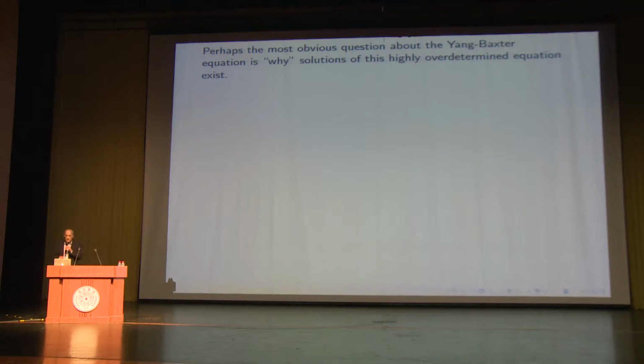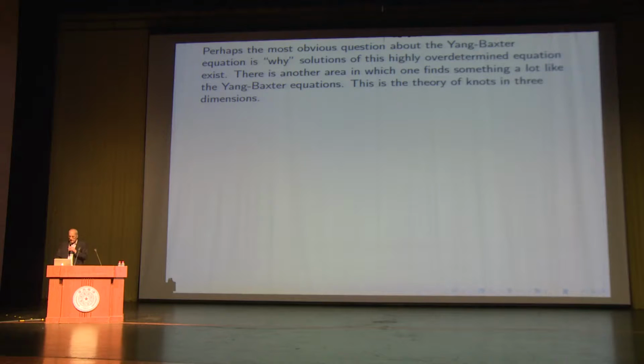Now, perhaps the most obvious question about the Yang-Baxter equation is why solutions of this highly overdetermined equation exist. Well, there's another area in which one finds something a lot like the Yang-Baxter equation. That's the theory of knots in 3 dimensions.